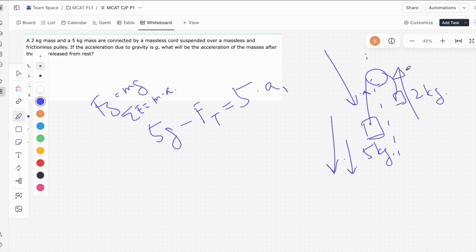Because we know this block is going up, we know the force of tension of the rope that's pulling that block up has to be greater than the gravitational force acting on the block. So what does that mean? The force of tension is going to be greater than 2g, so I'm going to put it first.